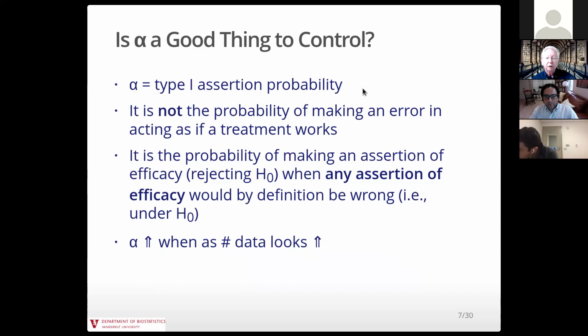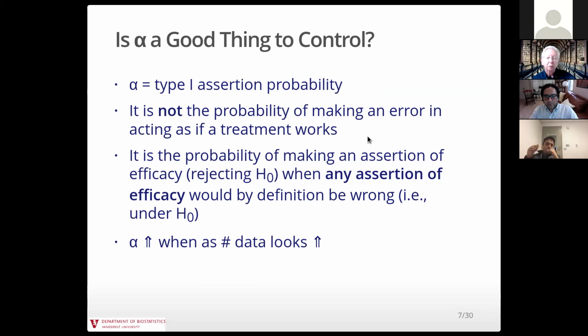So what is alpha? It's often mislabeled as an error probability or type 1 error, but there's no error involved. It got off on the wrong start back in 1920 or so, by calling it an error probability when it's not the probability of making an error. It's a probability of making an assertion. It's a probability of rejecting the null hypothesis, which means we're asserting an effect of the treatment. And it's nothing more than the probability of this trigger of asserting something.